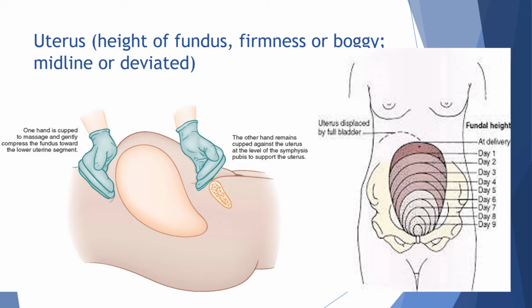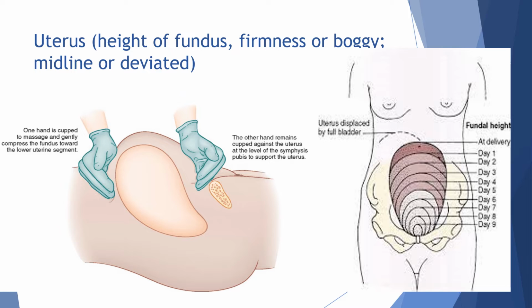Also assess the location. Is it deviated to the side or is it midline? It's important because if it's deviated to the side, that means her bladder is full. If her bladder is full, she needs to go to the bathroom and void to make sure that the uterus stays nice and firm and midline.